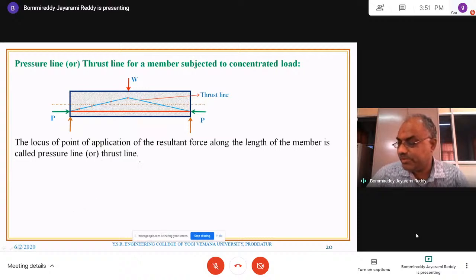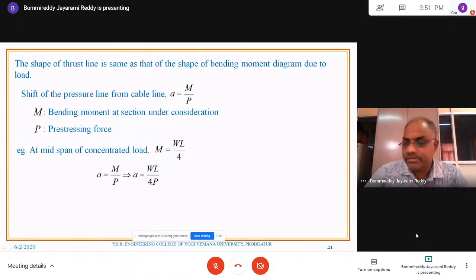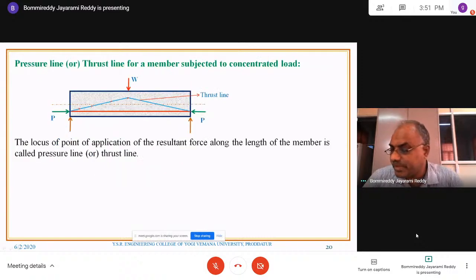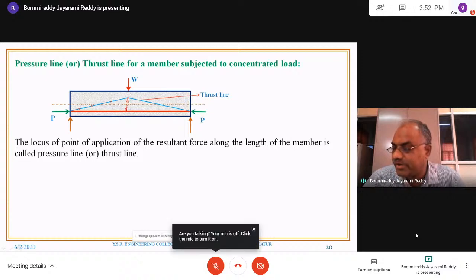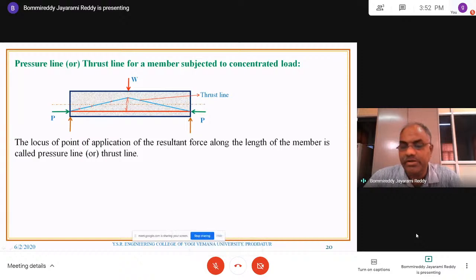Okay, so the locus of the application of the resultant is the same. Now, the shape of the thrust line is the same as the shape of the bending moment diagram due to load. Already we had some discussion. Now, how much is it shifting? You can look at here. This is the height shifted. Originally, the cable is at this level, and the thrust position is shifted to a certain level. So that can be computed here. You can find out at this level how much is the shift.